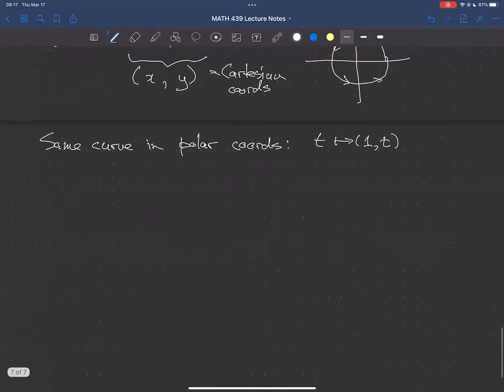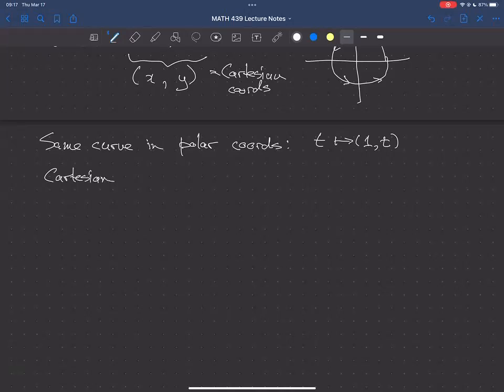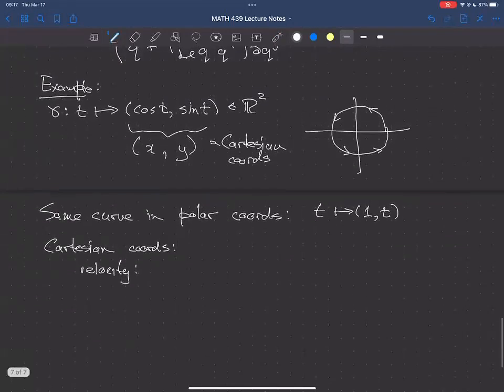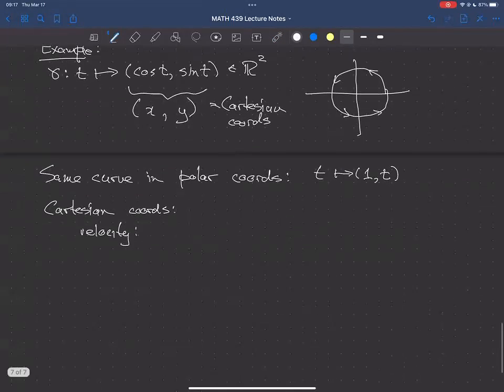In Cartesian coordinates, velocity is, so this is x of t and y of t, so we just go x dot of t d by dx plus y dot of t d by dy. So that's minus sine t d by dx plus cos t d by dy.